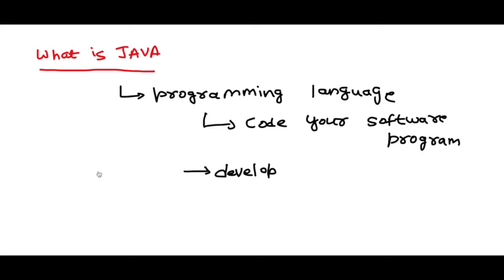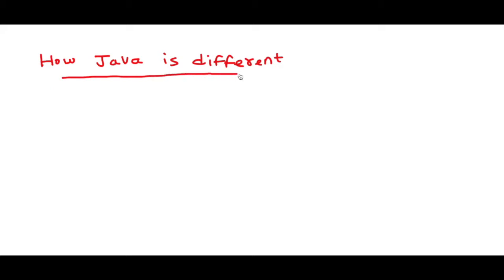Now I'll touch upon another topic, which is how Java is different from other programming languages. So let me write down here how Java is different. As I mentioned, Java is different from other programming languages, and one of the most differentiating features of Java is that it is known as object oriented programming. Let me write down here object oriented programming. This is a very important concept in Java, and most of the concepts in Java will revolve around this concept, which is object oriented programming.